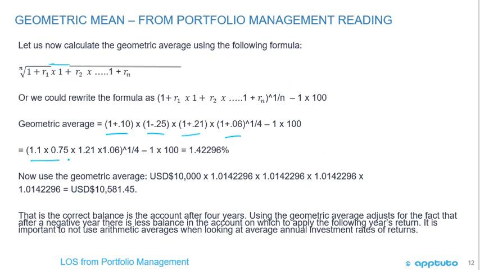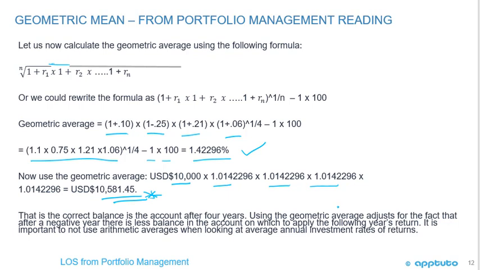So if we just continue on with the math, that would be 1.1 times 0.75 times 1.21 times 1.06, to the power of 0.25, minus 1, times 100. We get a geometric return, which is less than the arithmetic return because we have a negative return, of 1.42296%. So if we use that the same way, the 10,000 times 1.0142296, and we did that 4 times, then we would get the correct balance in our account, that 10,581.45.